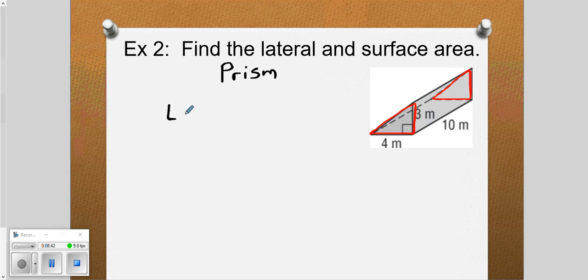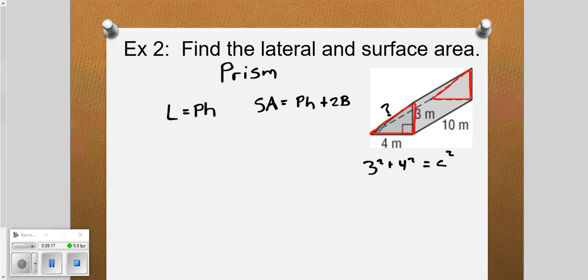So again, our formulas, lateral area was perimeter times height. Surface area is that perimeter times height plus 2 times the area of the base. So what stands out to me, to find my perimeter, I've got the 3 and the 4, I'm missing that side. So I can't find the perimeter until I find this other side first. And what we should recognize, it's a right triangle. We know 2 sides, so we could use Pythagorean theorem and do 3 squared plus 4 squared equals c squared, because we're missing the hypotenuse.